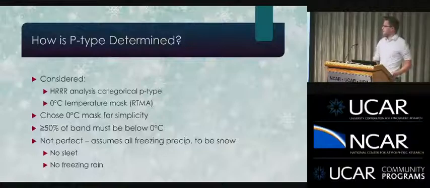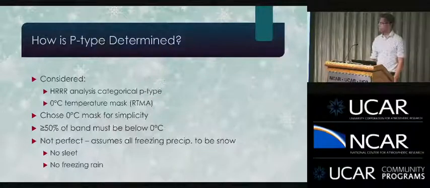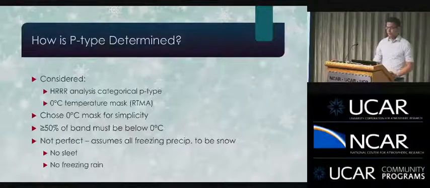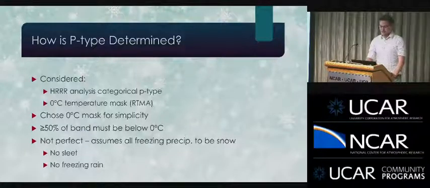And finally, we need some way to determine precipitation type, because we're focused on snow bands, not all bands. So we considered a couple different things. We considered her analysis categorical p-type, supplementing the observations, basically. But instead, we chose to just go with a 0 degrees Celsius temperature mask using RTMA data, mostly just for simplicity's sake. Of course, this isn't perfect. It assumes that all freezing precipitation is going to be snow, whereas it could be sleet or freezing rain. But for our purposes, it works fairly well.